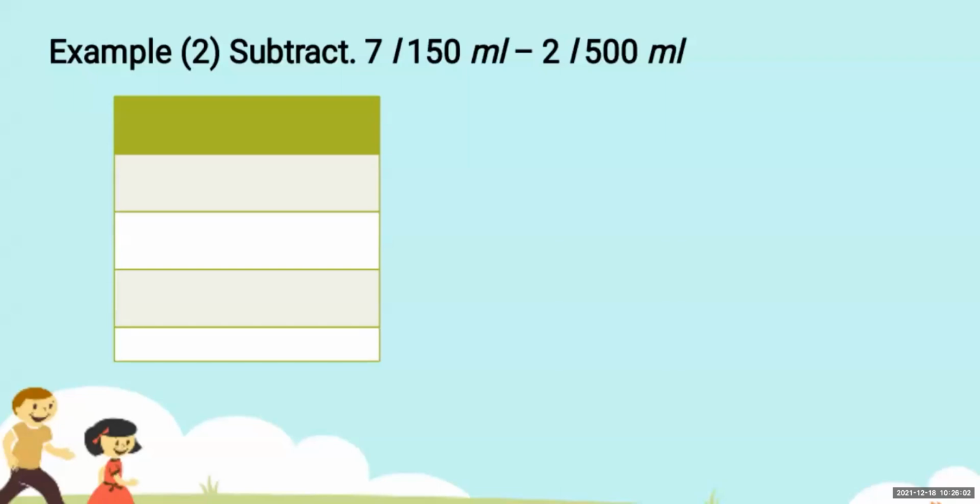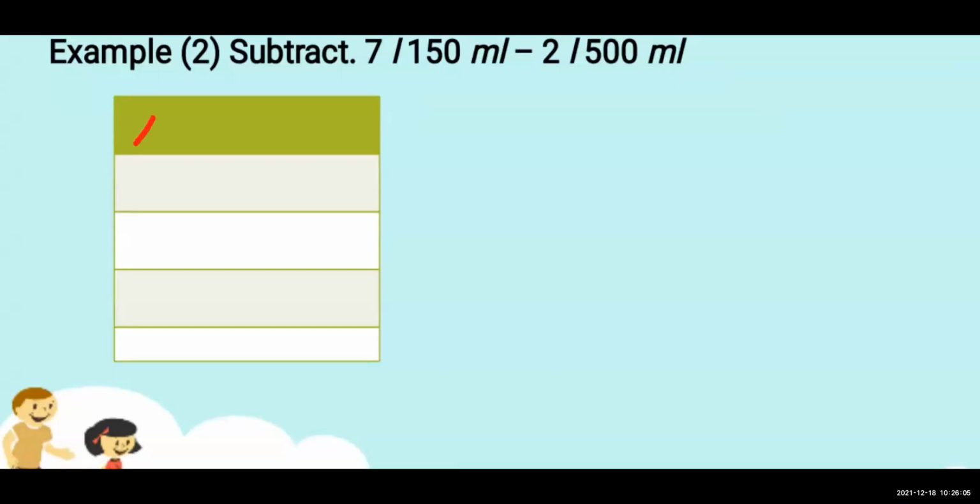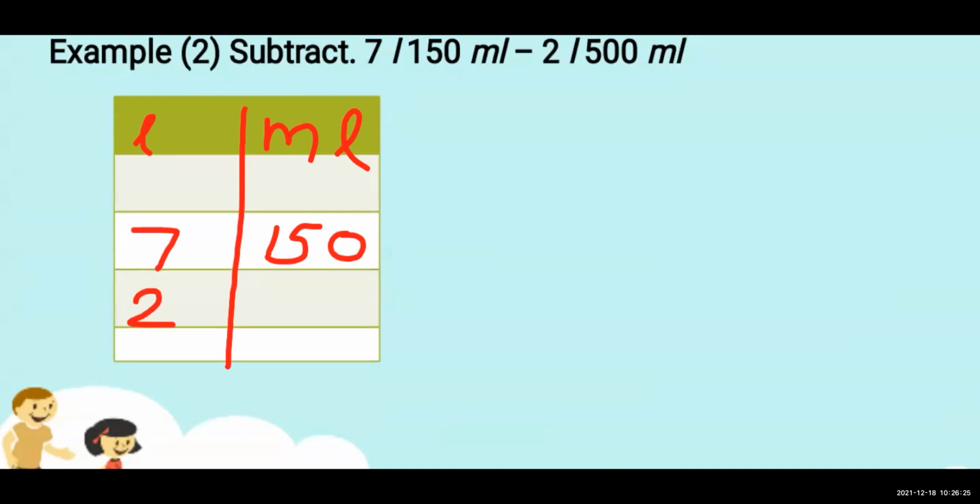Now first we are going to write liter and milliliter. There should be 2 columns. Next, we'll leave one box. Then write the same 7 liter 150 milliliter, 2 liter 500 milliliter. Then subtract.